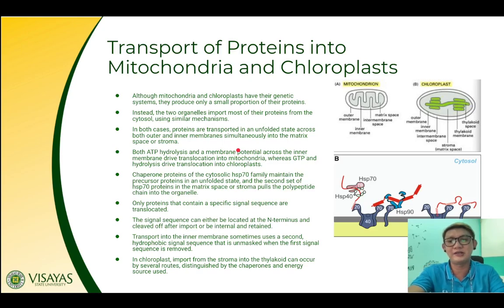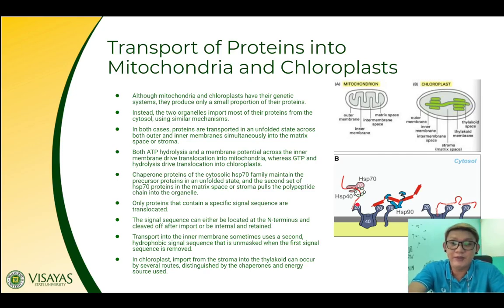In both cases, proteins are transported in an unfolded state across both outer and inner membranes simultaneously into the matrix space or the stroma. Both ATP hydrolysis and a membrane potential across the inner membrane drive translocation of these proteins into mitochondria, whereas GTP hydrolysis drives translocation into the chloroplast. There are chaperone proteins in the cytosol, of the cytosolic HSP70 family, that maintain the precursor proteins in an unfolded state. It needs to be unfolded because it would be difficult for it to be transported across the membrane if it were already folded.